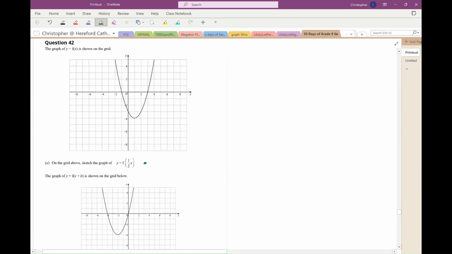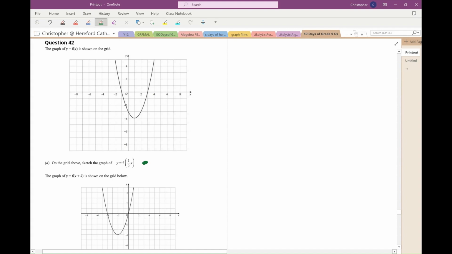Question 42. The graph of y equals f of x is shown on the grid. On the grid above, sketch the graph of y equals f of a half of x. So this is going to be a stretch along the x-axis, and it's a half of x there, so it's going to be a stretch of a factor of 2.